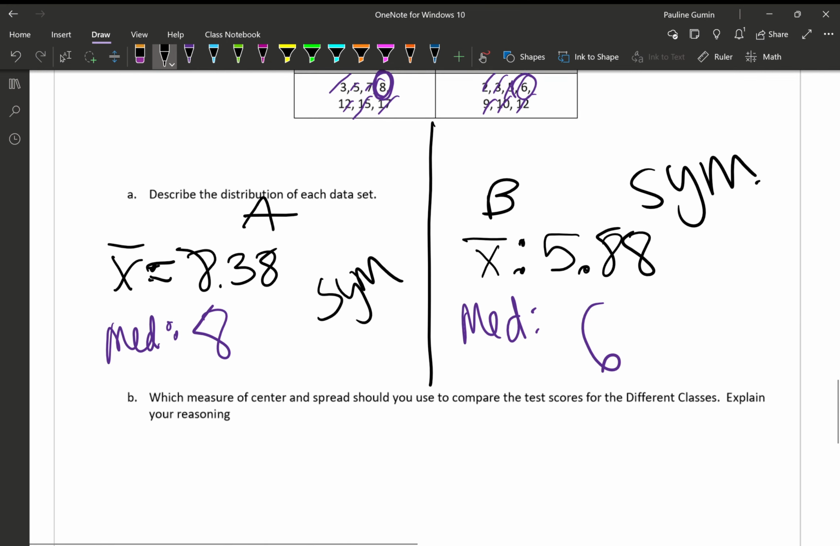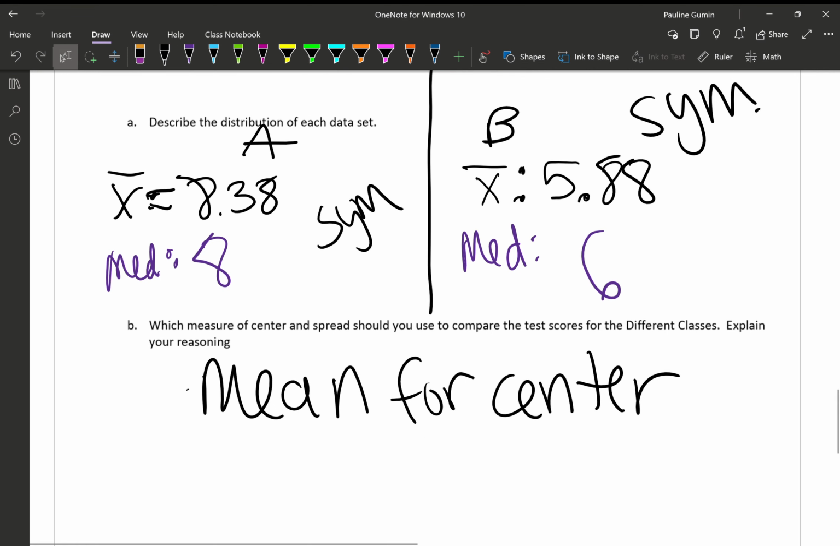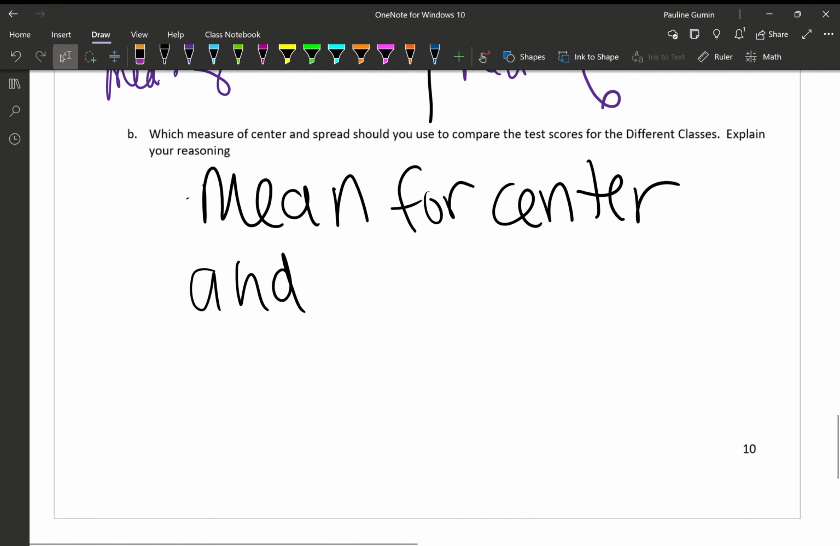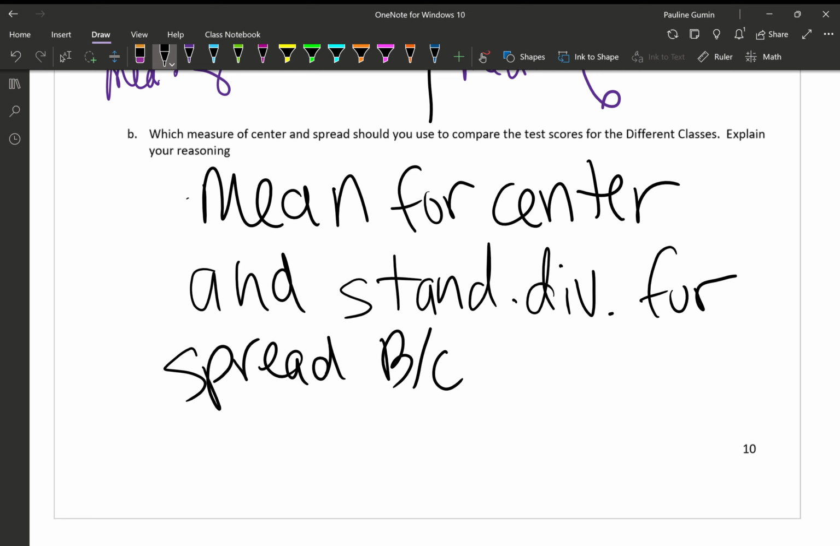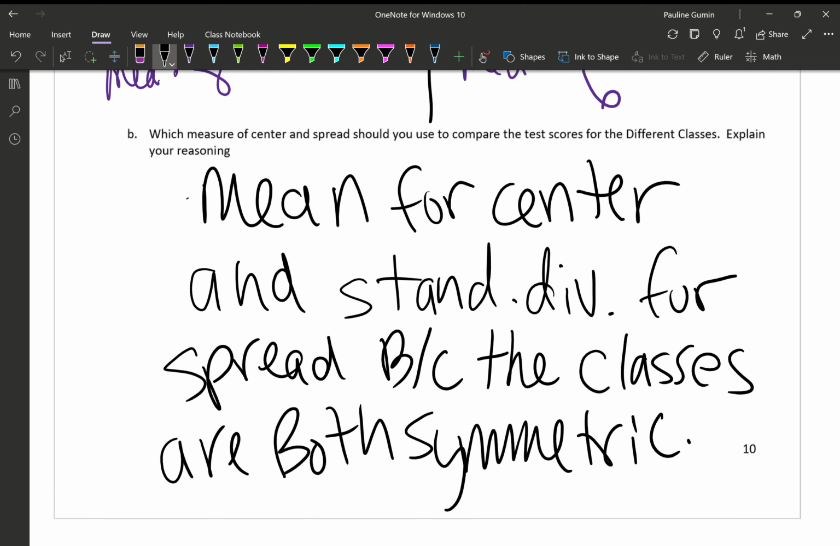Okay, if we're symmetric, we use the mean for center. And let's check what we use for spread, standard deviation, for spread, because the classes are both symmetric. All right. And that is it for this unit.